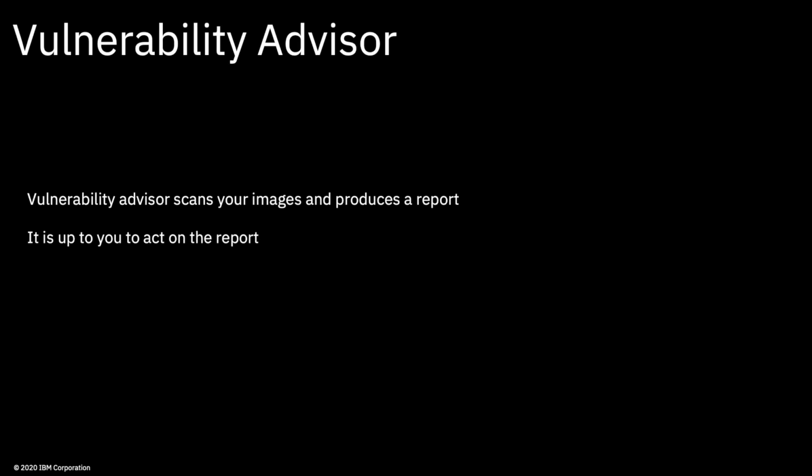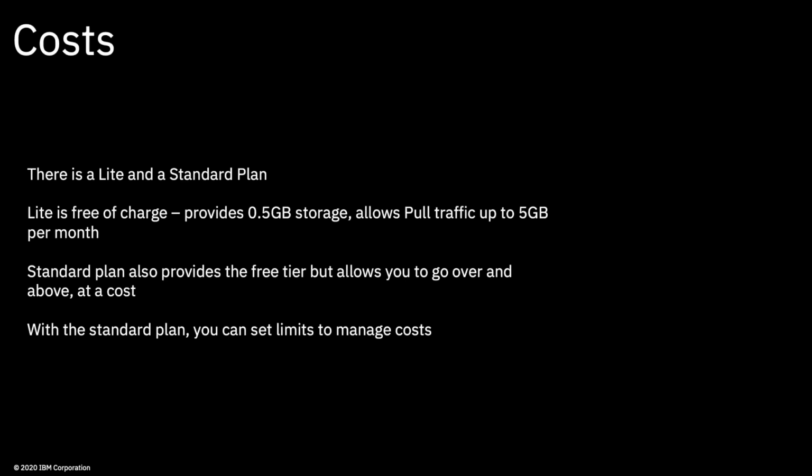Now, in terms of costs, there's actually a light and a standard plan. So as always, the light plan is free of charge, and it provides, in this case, half a gigabyte of storage and allows pull traffic. So that's being able to actually pull the image out of the repository of up to 5 gigabytes per month. And obviously that all resets at the start of the next billing period.